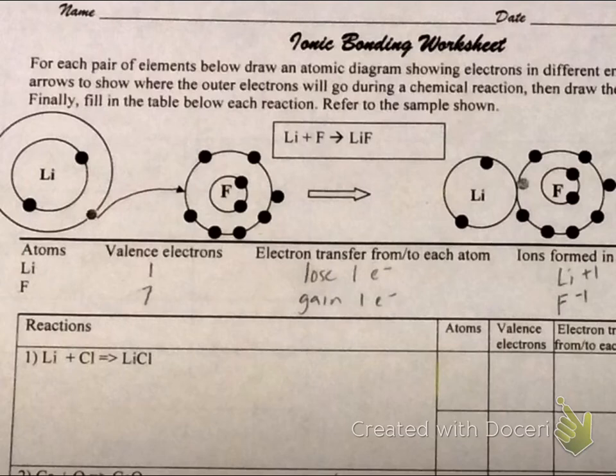So going back to our worksheet, lithium will lose 1 electron, and fluorine will gain 1 electron. Now looking at our diagram, it's represented by this right here. So 1 electron is lost from lithium, that electron is then gained by fluorine. And so they work really well together.